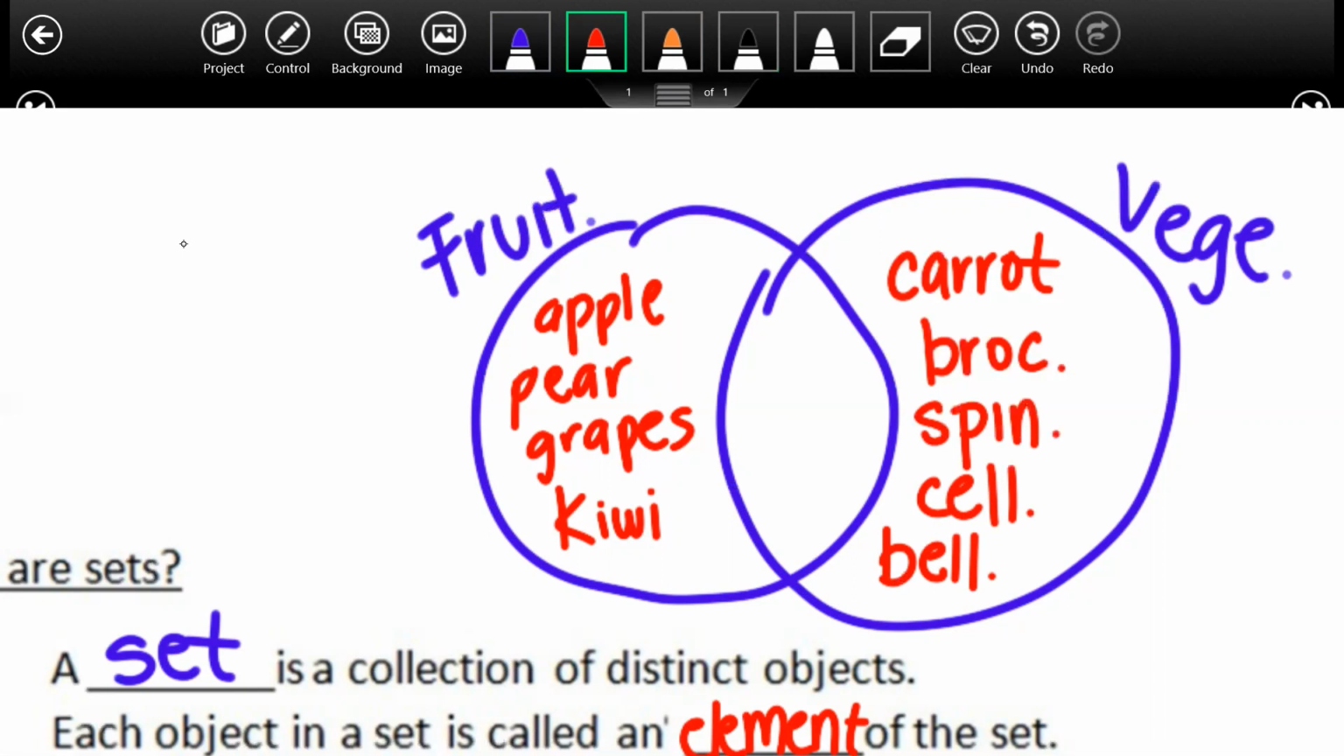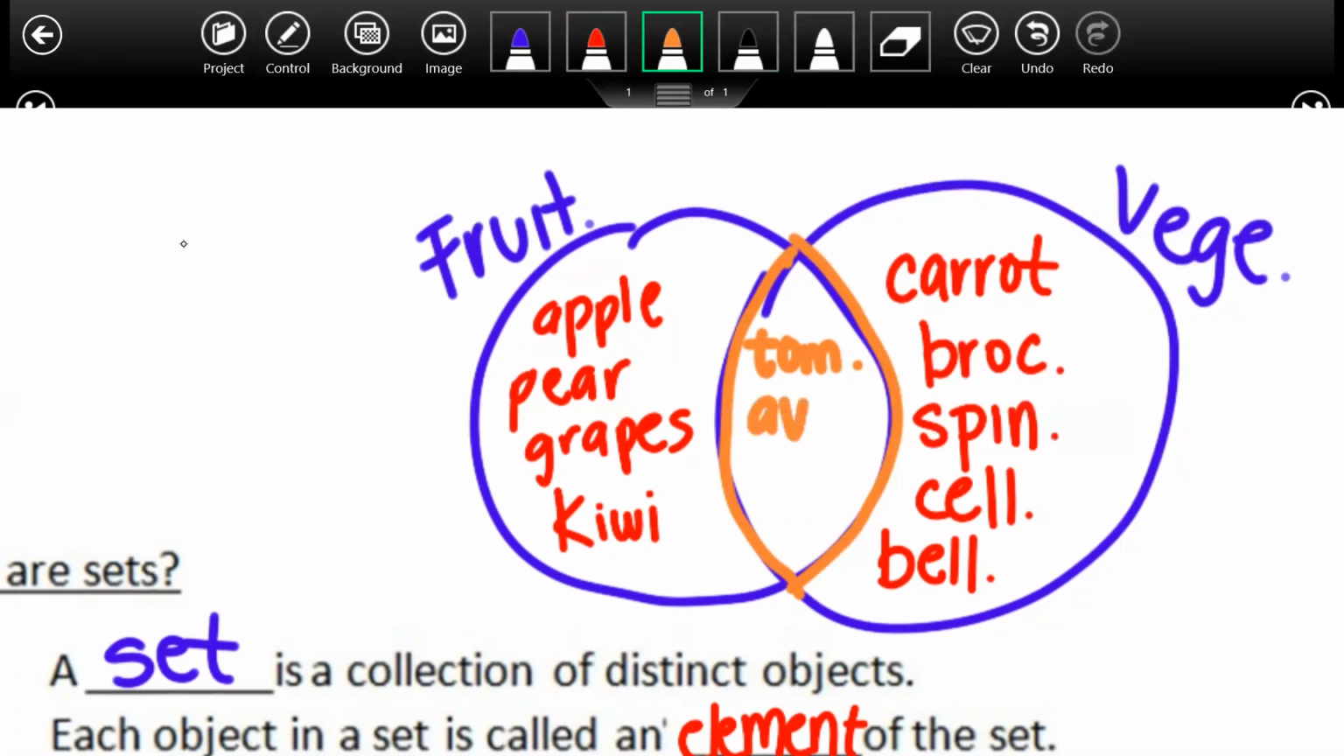Is there something that exists as both a vegetable and a fruit? Tomatoes are definitely one of them. It's a fruit and a vegetable. Surprisingly, by definition of a fruit and vegetable, it is. Avocado, because it's a vegetable, but it has a seed. Tomatoes are fruit.